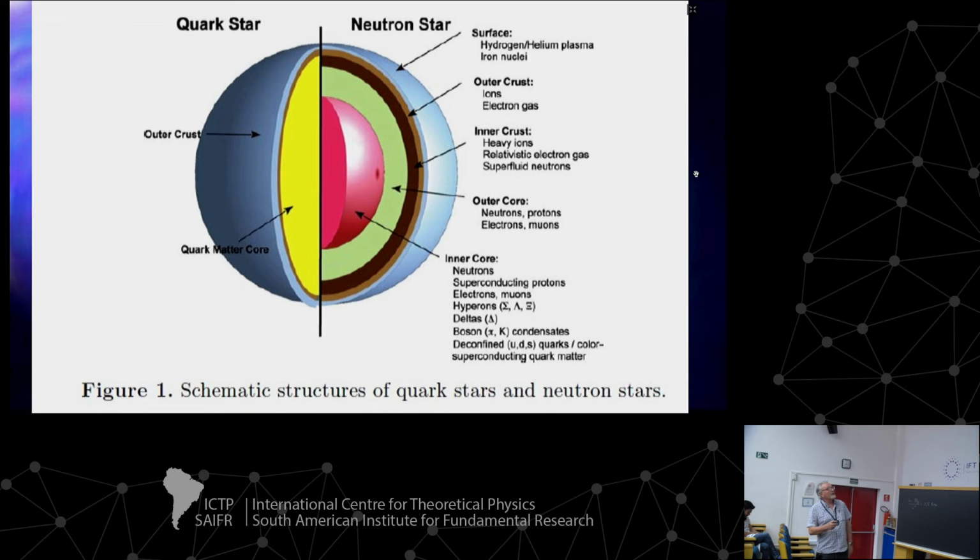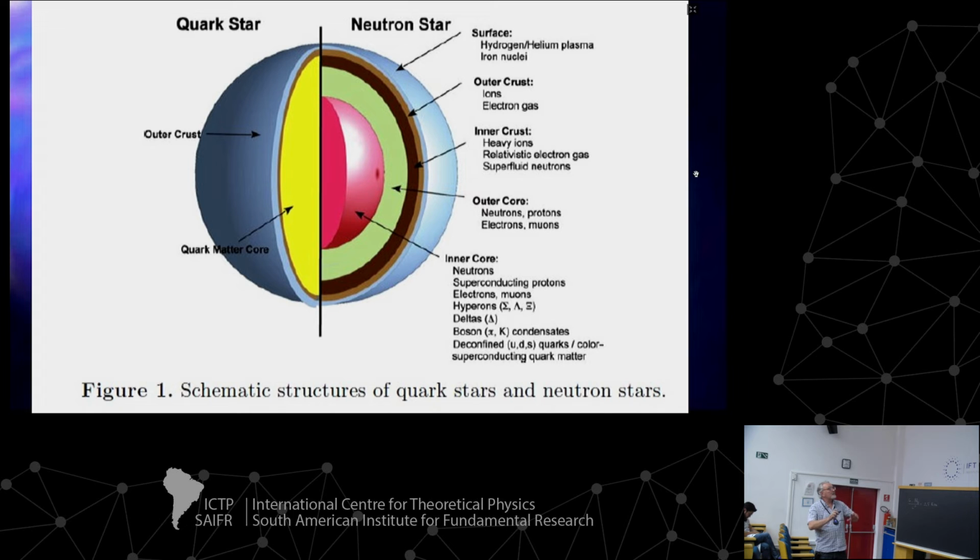And so we know this physics. Out here, you know that you have these heavy ions, electron gas, because it's very similar to a white dwarf. But when you go inside, here you have already these neutrons, protons, electrons that move free, and inside here maybe superconductivity, hyperons, so here no one knows. And maybe quark gluon plasma, or free quarks.